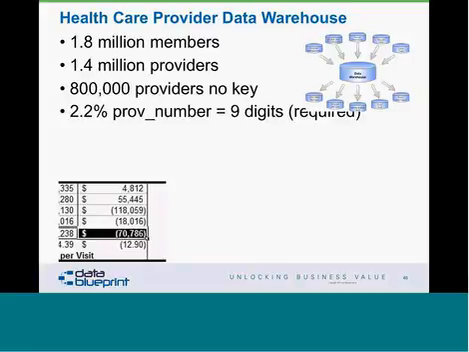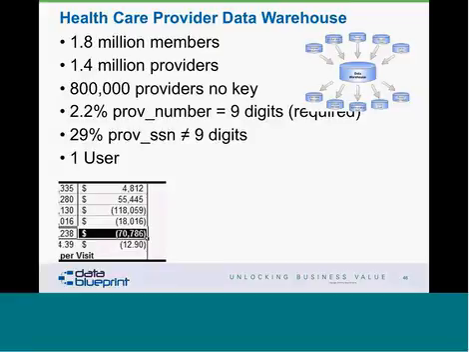Having no key was really a matter of not having the right number of digits involved. 29% of them didn't have a provider social security number, so we weren't able to get the information that we needed from the system in order to do that. And to top it all off, this particular data warehousing application cost $30 million, and it had one user. Now, here's clearly an IT project that has gone wild.